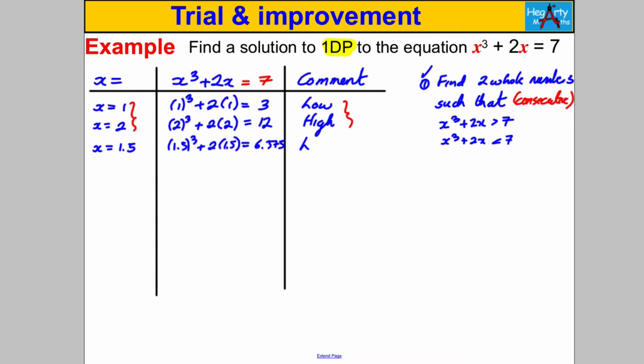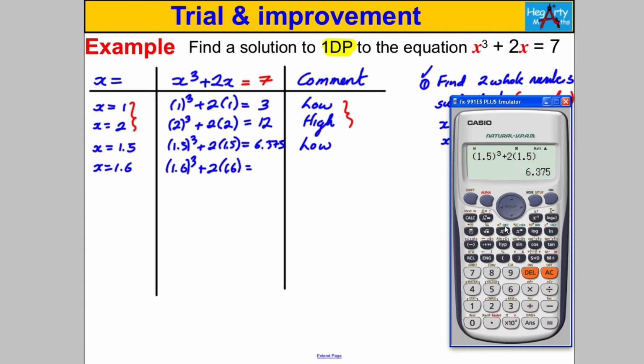And that's too low. So obviously the next guess I'm going to try, I'm going to just go up in increments of 0.1 always. So I'm going to go up to x is equal to 1.6, and work out on my calculator 1.6 cubed plus 2 times 1.6. Now if I've left that on my calculator, I can press back, change that 5 to a 6, and back, and change that 5 there to a 6, saving me a lot of time.